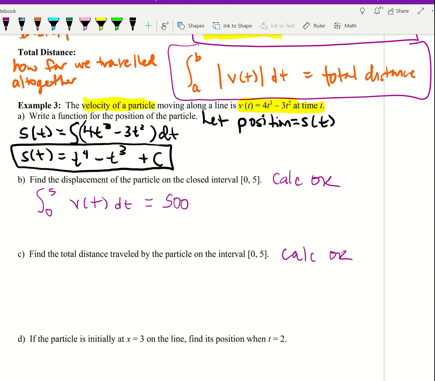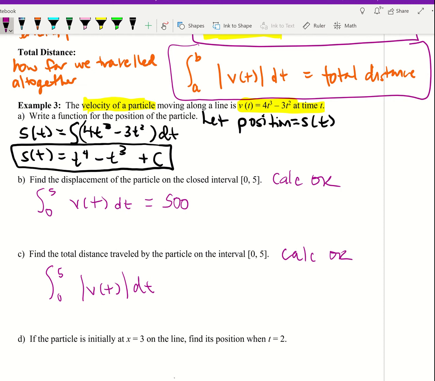This next question is very similar, but I want to find the total distance. The difference between total distance and displacement is that I don't want, when I travel ground twice, like maybe going once to the right and once to the left, that velocity would once be positive and once be negative. And I don't want those to cancel out. I want to count it both times. So I want to use an absolute value here.